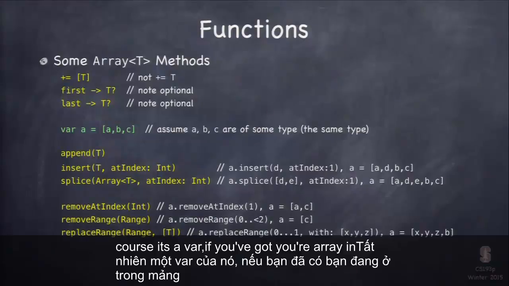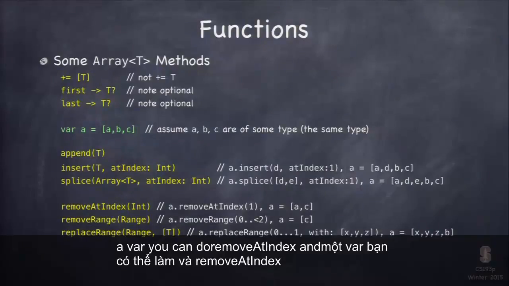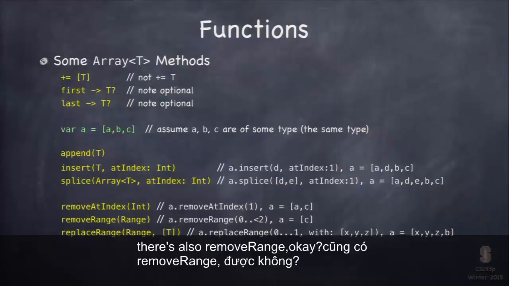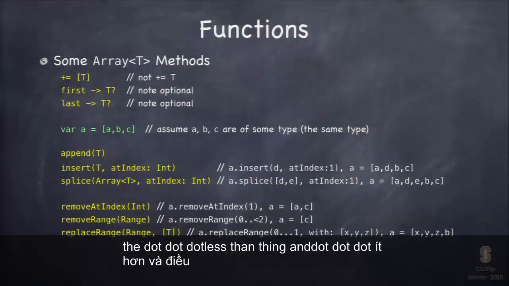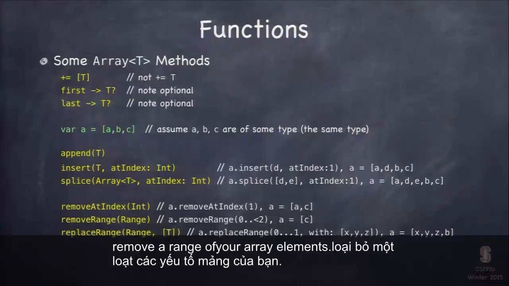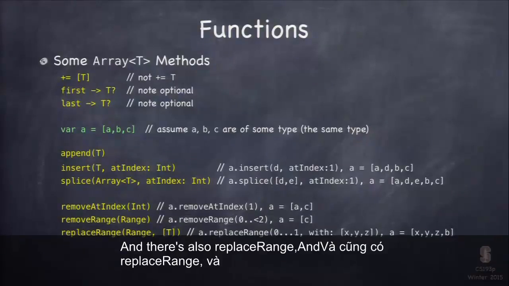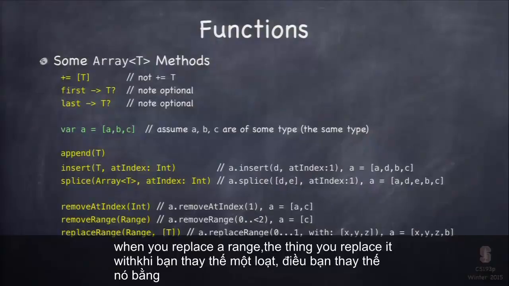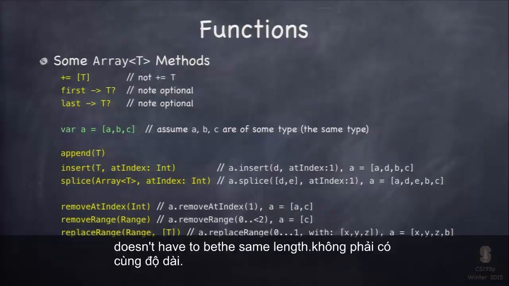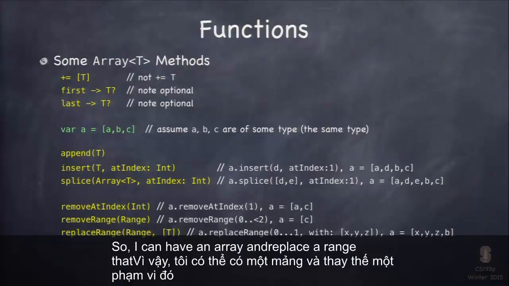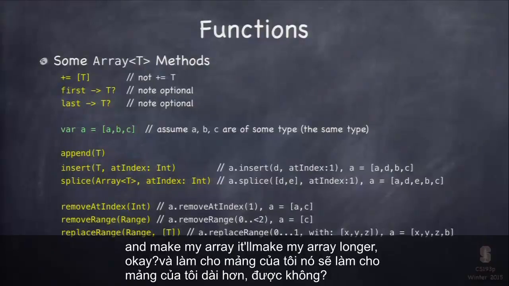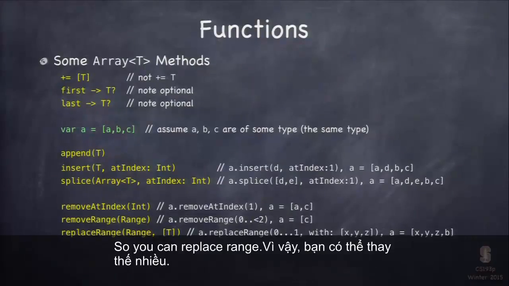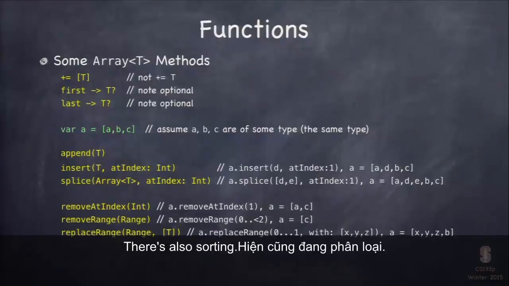If you've got your array in a var, you can do remove, add, index. There's also remove range. You can specify a range with the ... thing or the ... less than thing and remove a range of your array elements. And there's also replace range. When you replace a range, the thing you replace it with doesn't have to be the same length. So I can have an array and replace a range that spans 3 things with something that is 6 long and it'll make my array longer. Okay? So we can replace range.